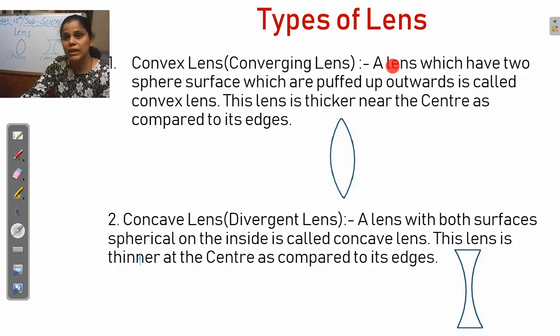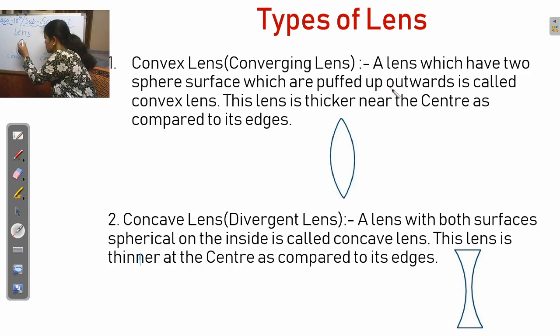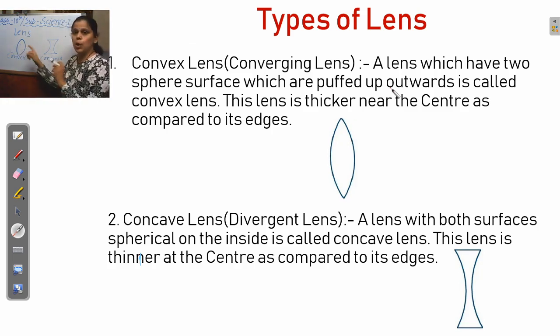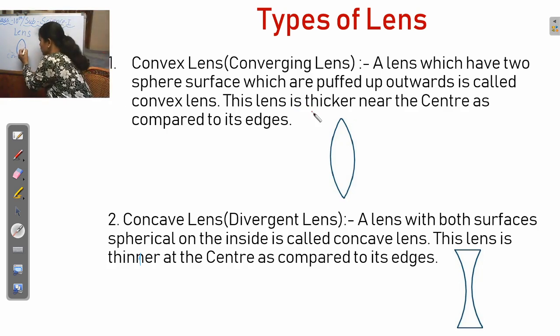So a lens which has two spherical surfaces which are puffed up outward, that means here two surfaces, 1 and 2, these two spherical surfaces are puffed up outward. It's clear? It is called the convex lens. This lens is thicker near the center as compared to the edges.